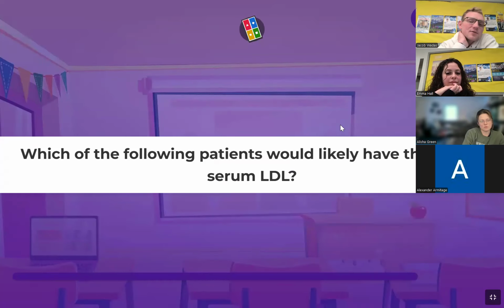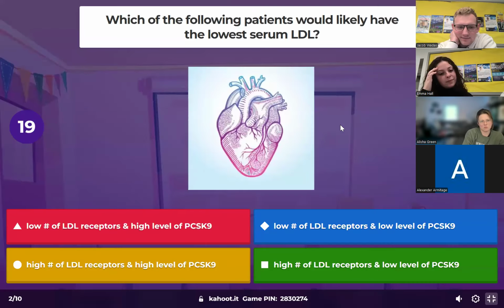Which of the following patients would most likely have the lowest LDL?